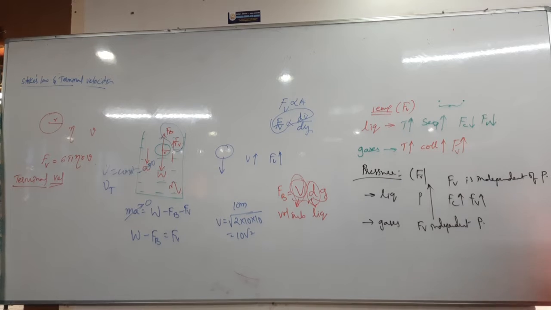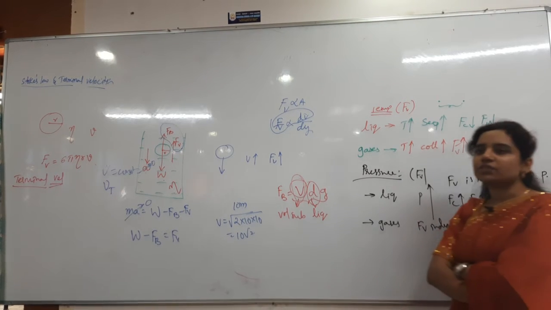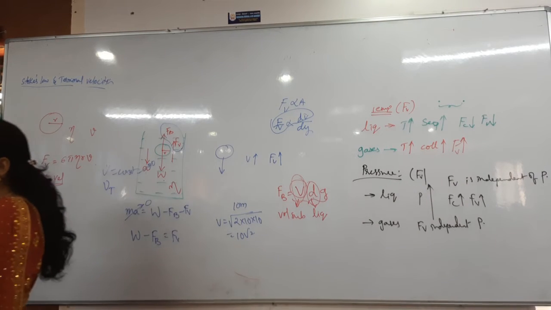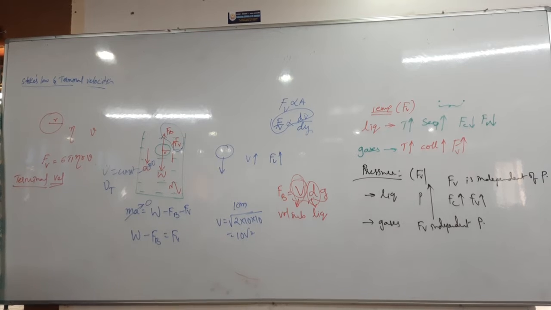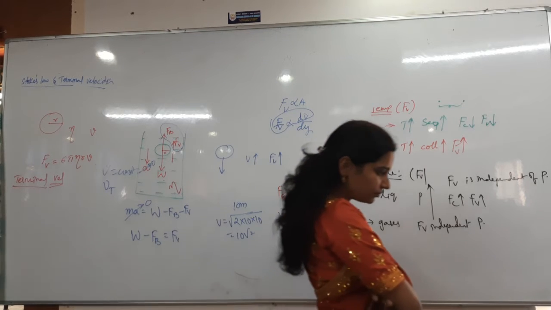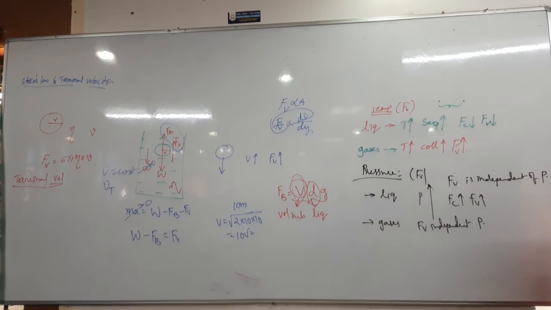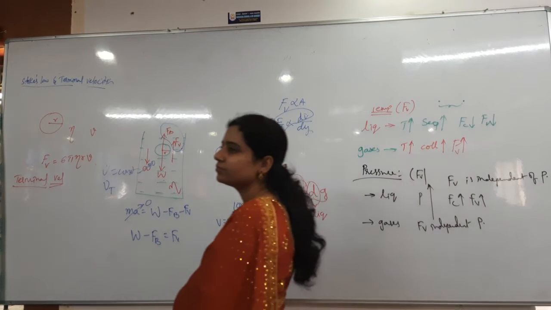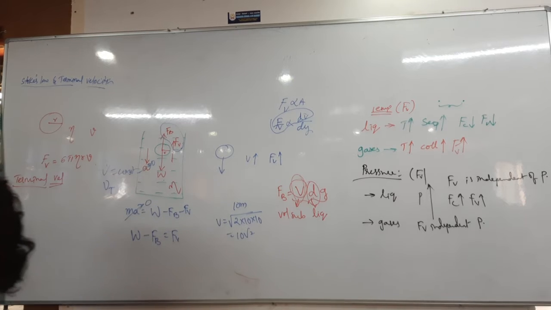In the next line, the viscous force Fv is equal to 6 pi eta R v. Fv is equal to 6 pi eta R v. The next one, terminal velocity.